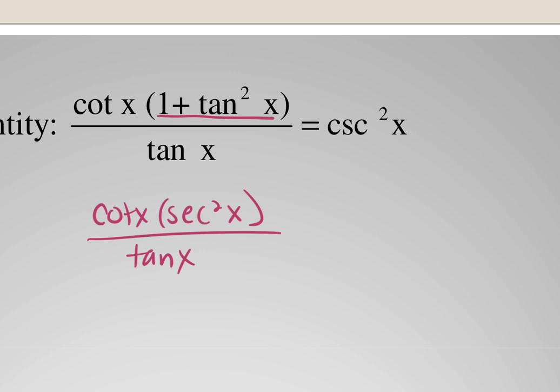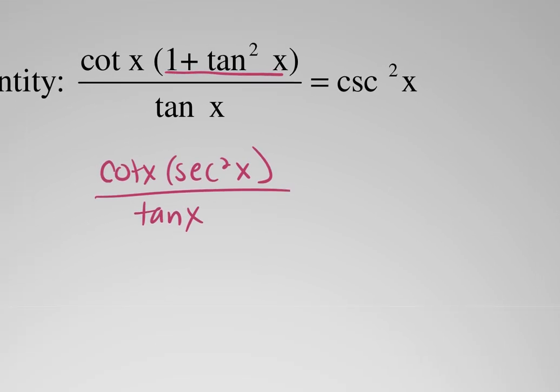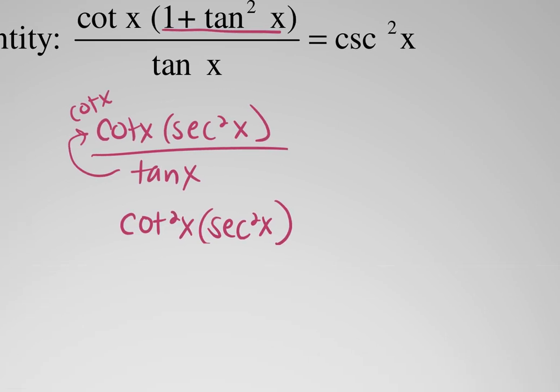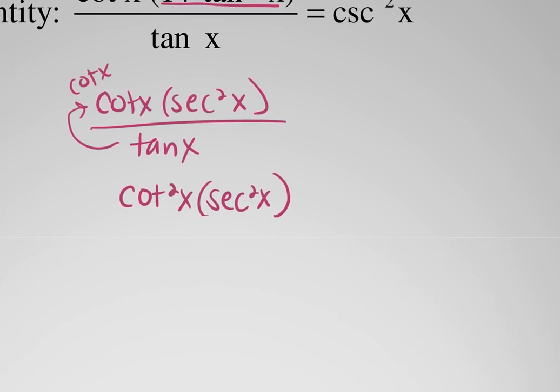Now what? If I know I have to get rid of the denominator, because I don't want a fraction on the right-hand side, what happens when I move tangent to the top? It turns into cotangent. So now I get cotangent squared x times secant squared x. And cotangent is what?